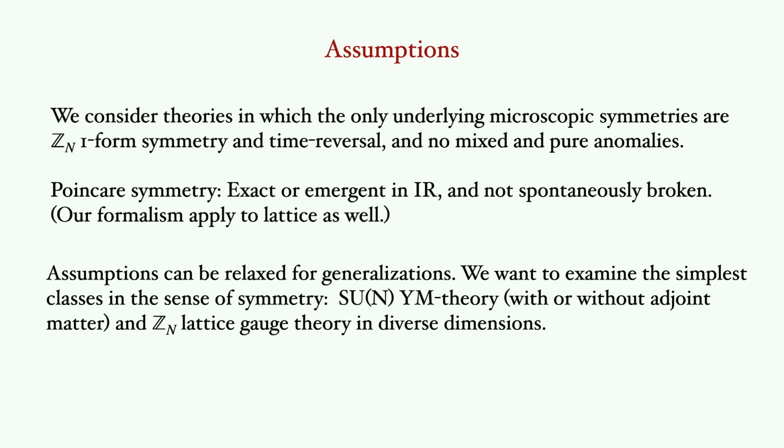The idea is that we start with a gauge theory, and for simplicity, I will assume that the only global symmetries of the underlying theory are Z_N one-form symmetry and time reversal, and there are no mixed or pure anomalies. And I will also assume there is either exact or emergent Poincare symmetry in the infrared. So whatever I talk about applies to both lattice gauge theory as well as continuum theory. You can relax these assumptions and build other things.